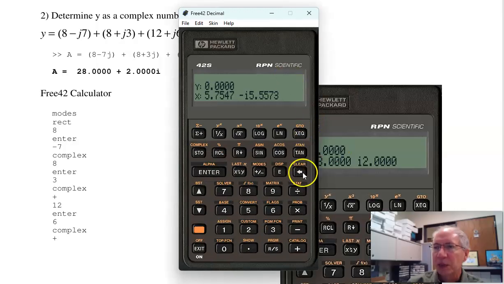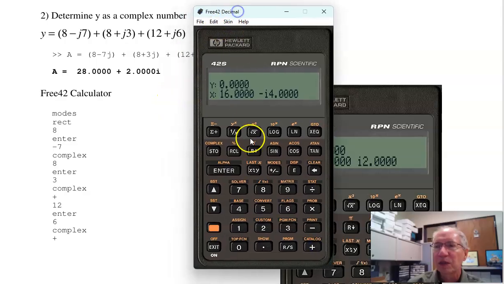On the HP, kind of the way it works is I'll input the first number, 8, enter, negative 7, complex. The second number, 8, enter, 3, complex. Once you get the two numbers on the calculator, I can now add them. Then 12 plus j6 is 12, enter, 6, complex, add.